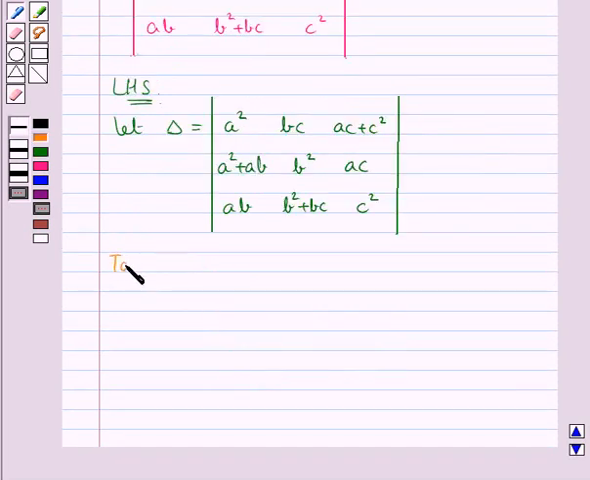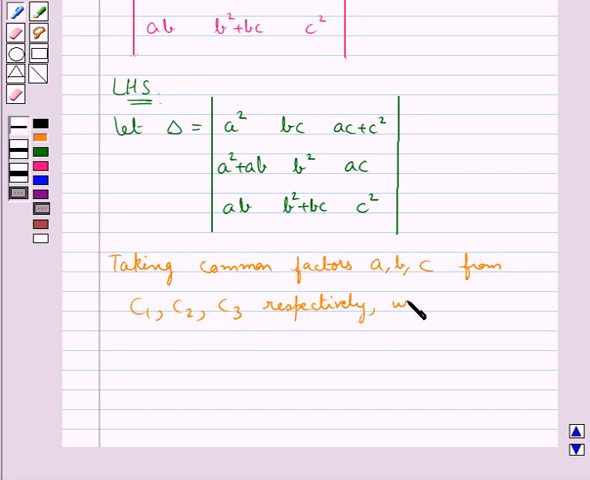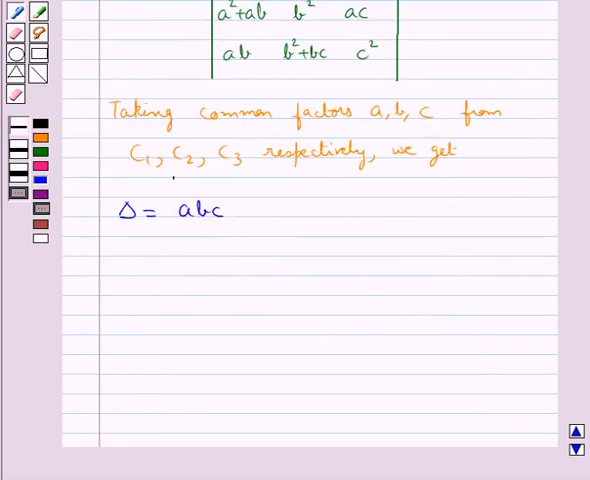Now taking common factors a, b, c from C1, C2, C3 respectively, we get delta is equal to a, b, c into the determinant with elements a, c, a plus c, a plus b, b, a, b, b plus c, c.